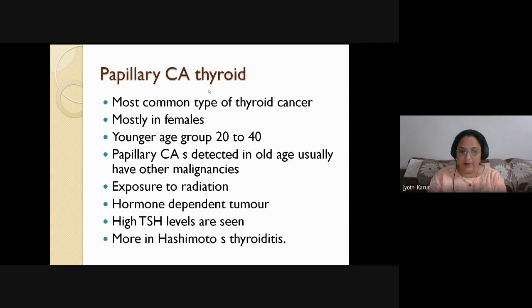Recently we are picking up more and more cases of Hashimoto's thyroiditis, and these people have around a 10 to 20% chance of developing papillary carcinoma of thyroid. Do you have any doubts regarding this? So it is young patients in iodine sufficient areas with previous history of exposure to radiation, hormone dependence, high TSH levels, Hashimoto's thyroiditis. You can see certain repetition of certain alphabets. I'll come to it later, how to remember.